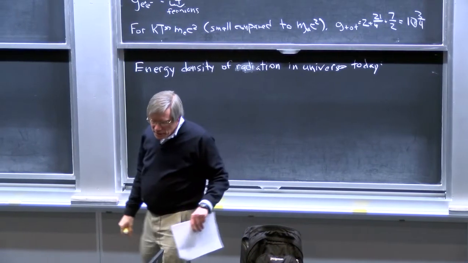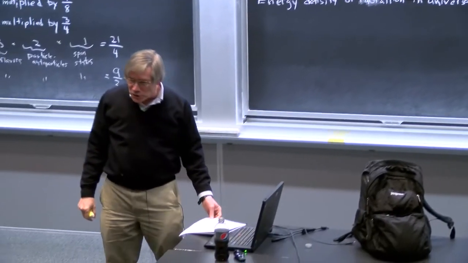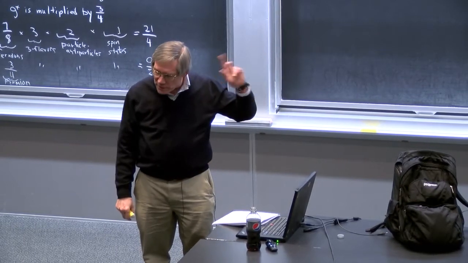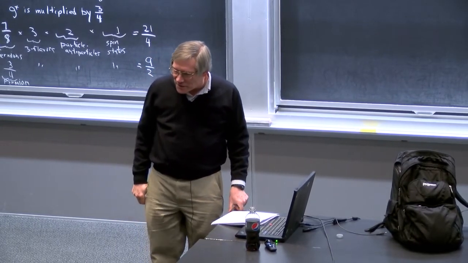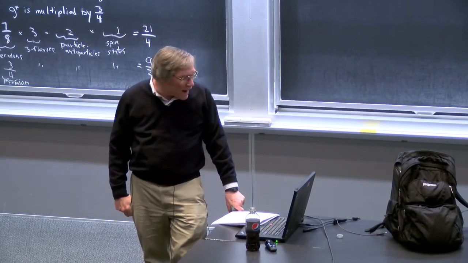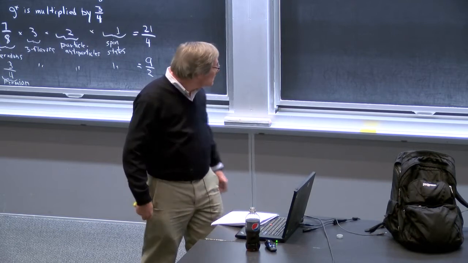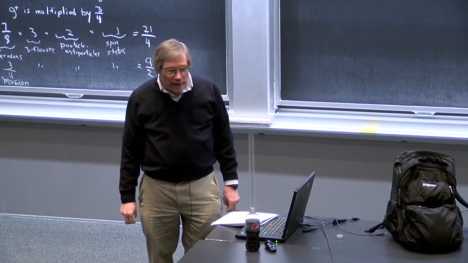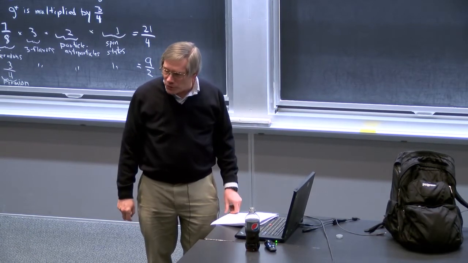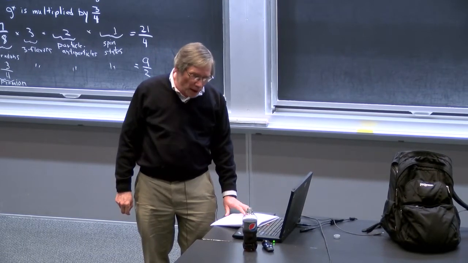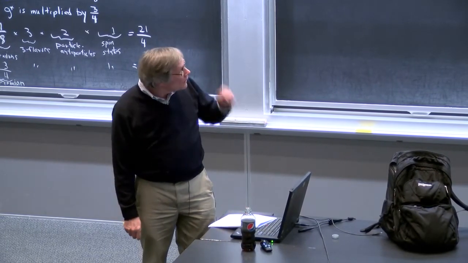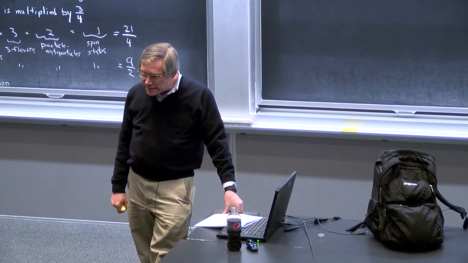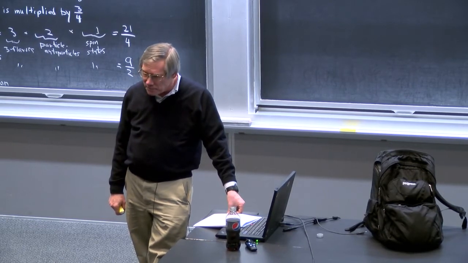Another number that you might be interested in is the energy density of radiation in the universe today. And the e plus e minus pairs have, of course, long since frozen out because kT is a lot less than 1/2 of an MeV. So we just have neutrinos and photons. You might think that we could just add the formulas for photons to the formula for neutrinos. But that turns out not to be right. And the reason it's not right is that we believe that the temperature of the neutrinos is not the same as the temperature of the photons.